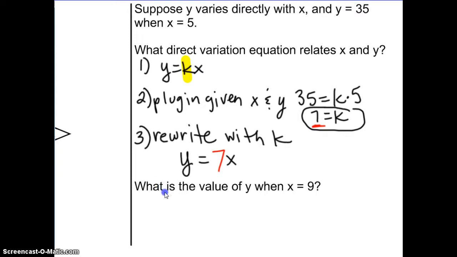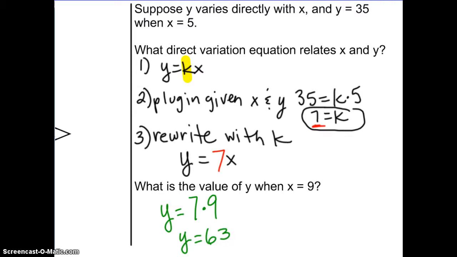Now it says, what is the value of y when x equals 9? Well, don't let that make you nervous. You've got y equals 7 times, in this case, 9. So when x is 9, y equals 63. All right, we're going to stop for a second.